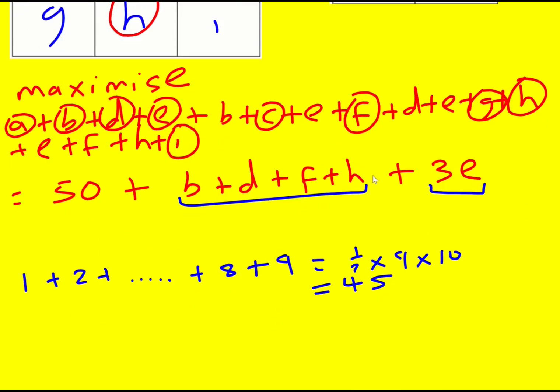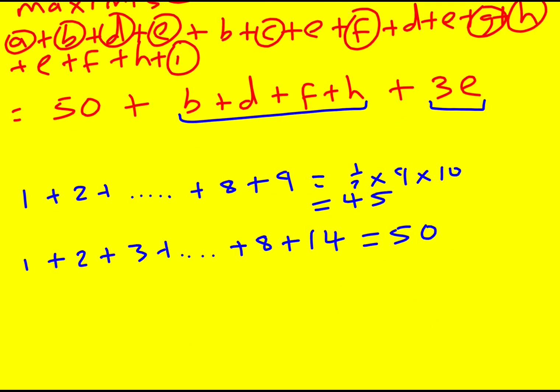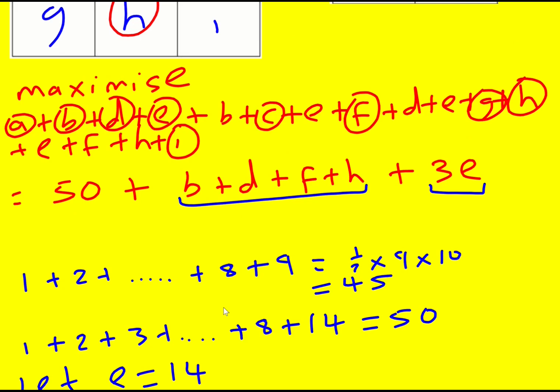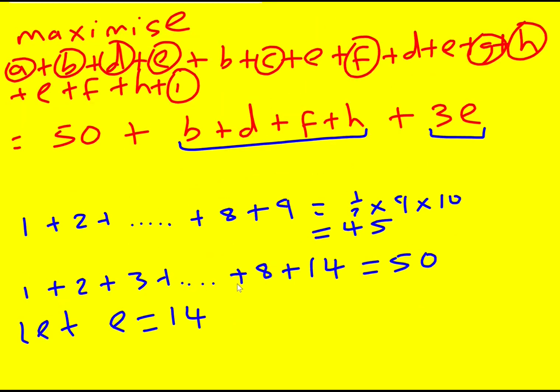So what I could do is instead of using 9, remember we want to make E as big as possible. So let's replace 9 by the number that's 5 more than it, 14. And that will give me 50. Okay, so let E equal 14. That's going to have a big impact on this sum. So this here will become 3 times 14. It's going to be 42.